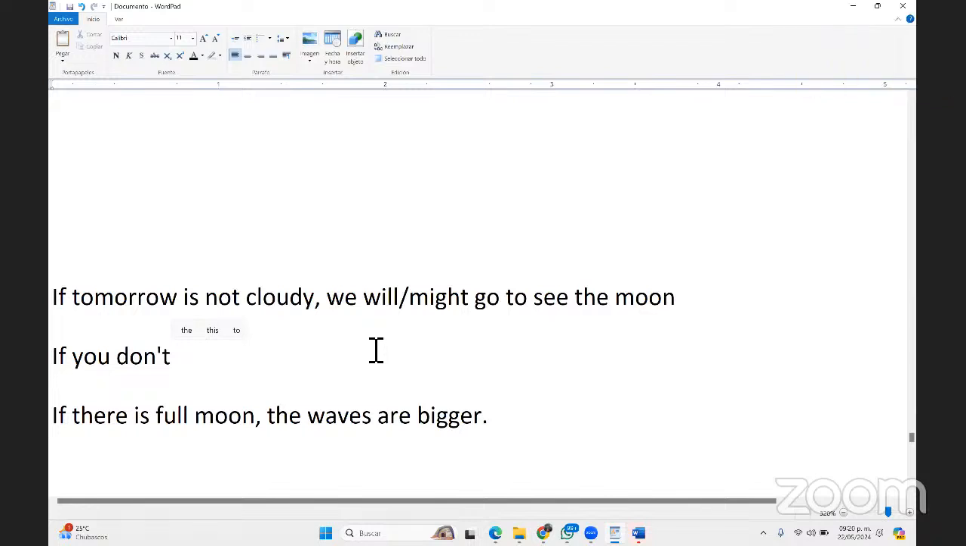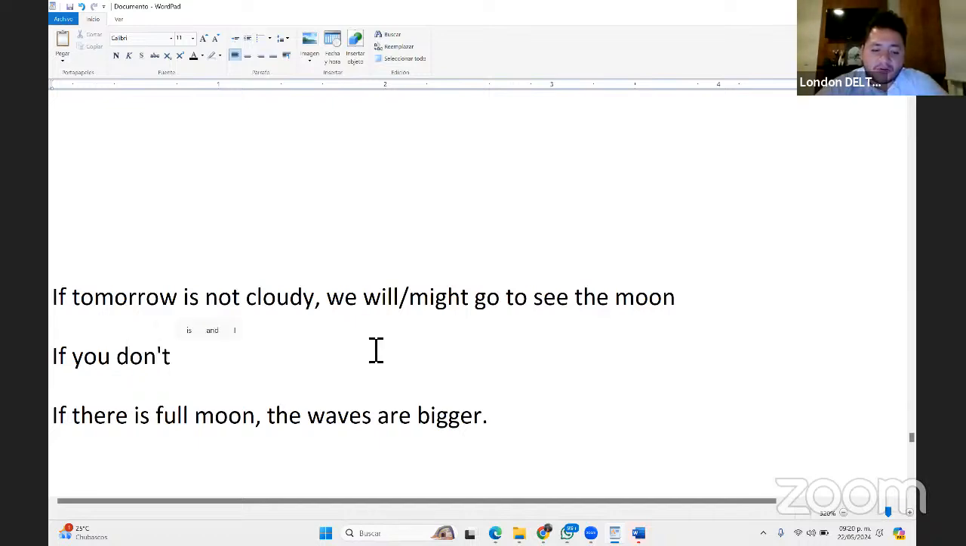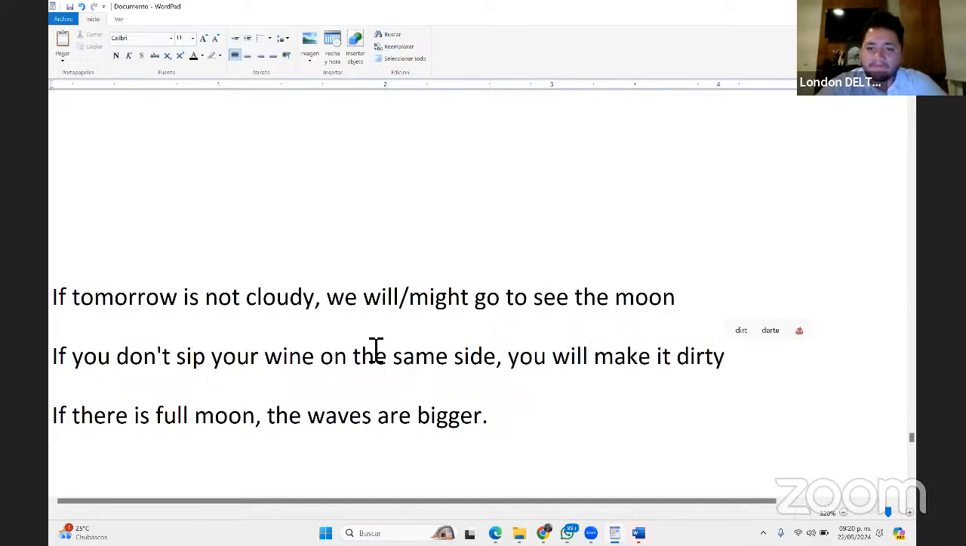Drink from the same side of the cup. Yeah. Okay, so if you don't sip your wine from the same side, you will make it dirty, right? Or you will be considered maybe not disrespectful, but uneducated.